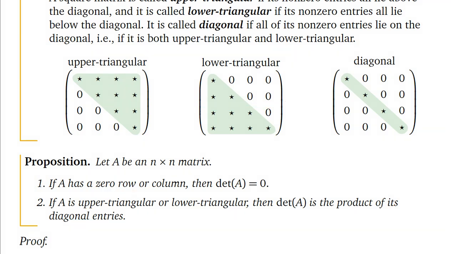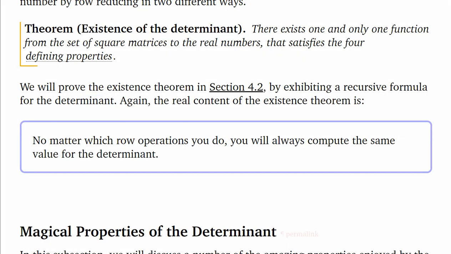Finally, before we do an example, I'll just say that Margalit takes some time to prove that this real number, this determinant, always exists, and it's also unique. There exists one and only one function that satisfies the four defining properties. Definitely it's worthwhile to take a look at this, but I'm not going to go through it in detail.